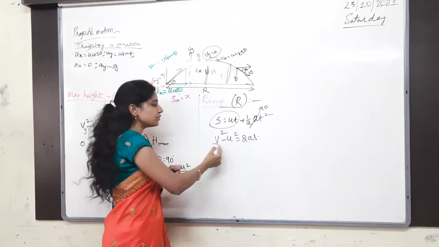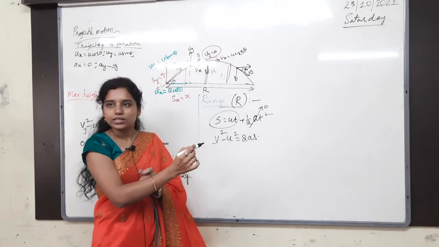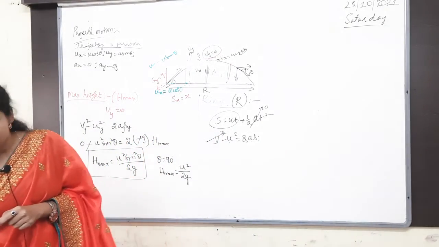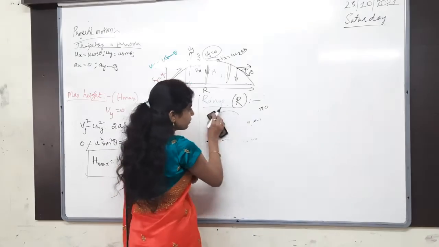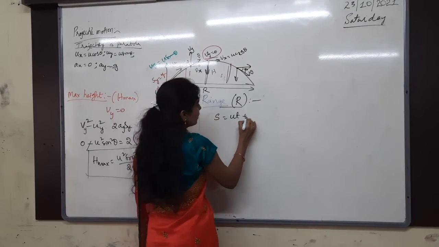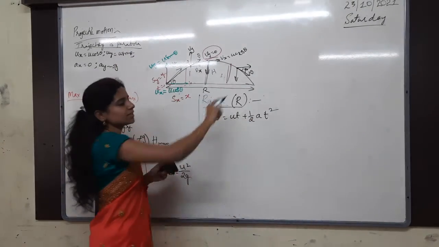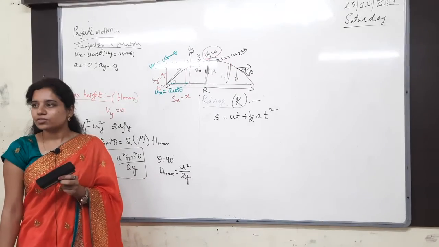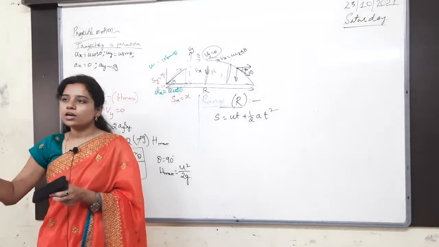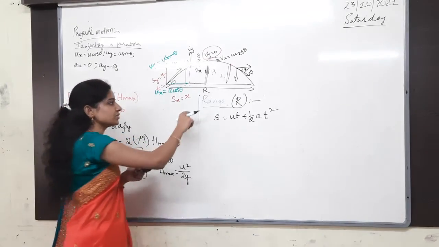Whenever you take this one, you know u and you know a, and you want to find s, but we don't know the final velocity v, so I cannot use the other formula. The only formula I can use is s = ut + ½at². The range means the maximum horizontal distance travelled by the body, for the total projectile motion. Maximum horizontal distance is the range here.